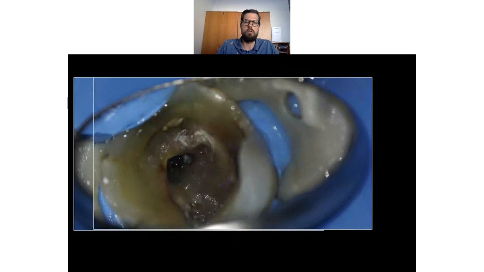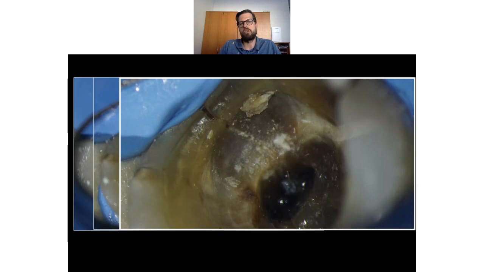But the good thing about working with the microscope is the magnification. So if we magnify a little bit more, we see that there's a fracture that is coming from the cervical margin and is going into the distal. So now we know the answer. So here we recommend the extraction. Endo is no part of the deal.